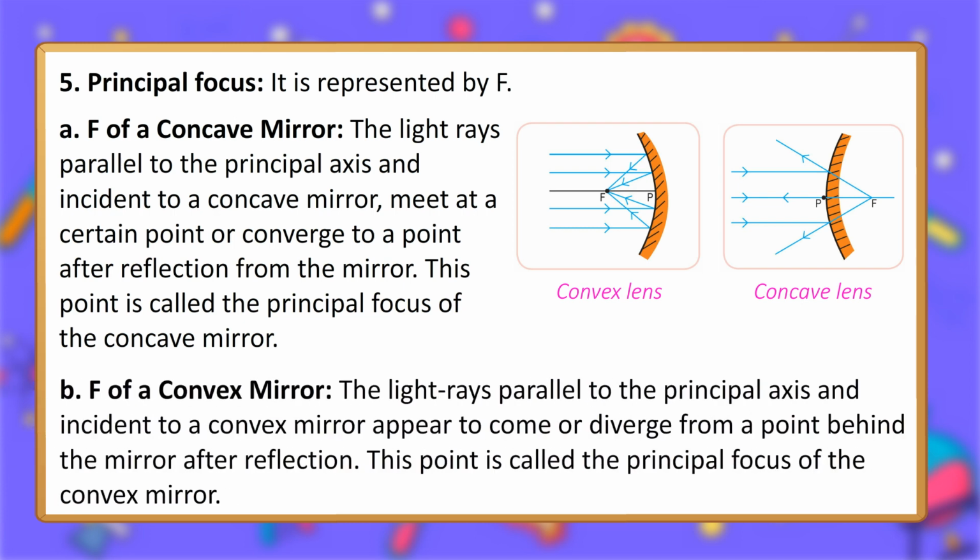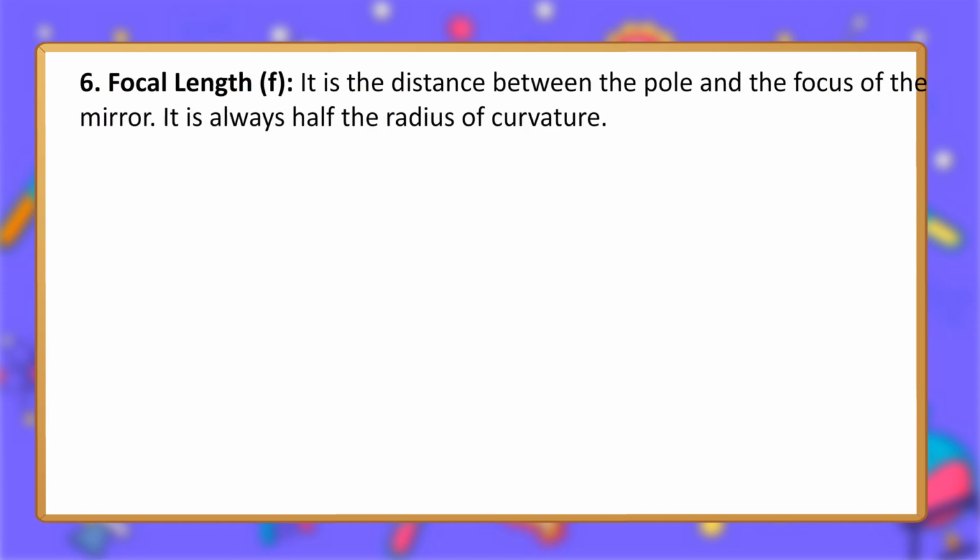F of a convex mirror. The light rays parallel to the principal axis and incident on a convex mirror appear to come from, or diverge from, a point behind the mirror after reflection. This point is called the principal focus of the convex mirror.